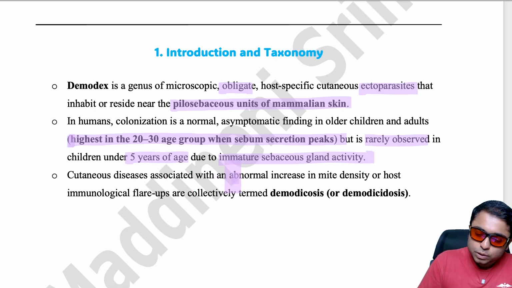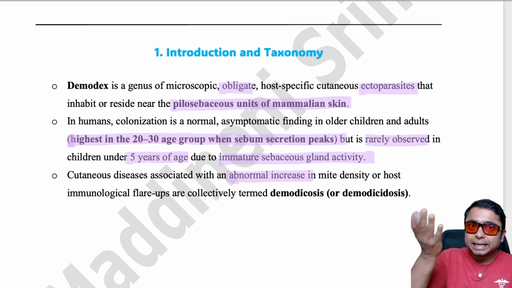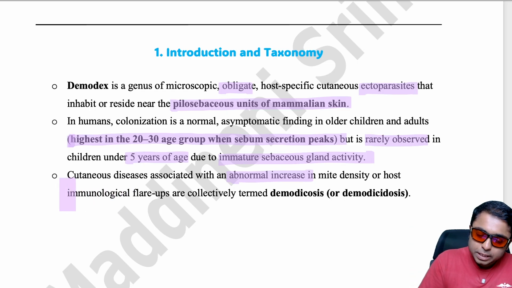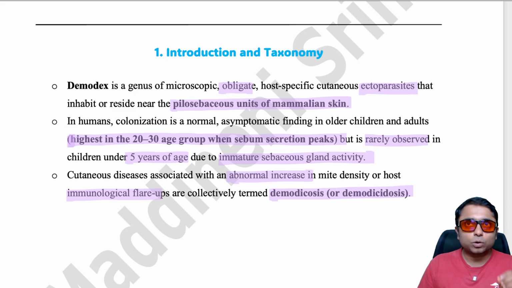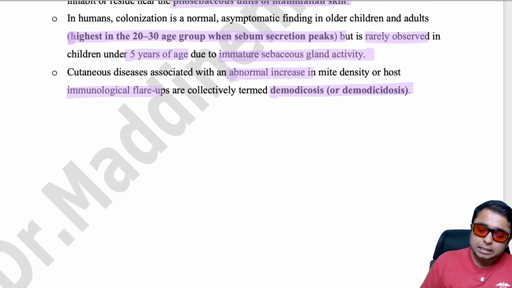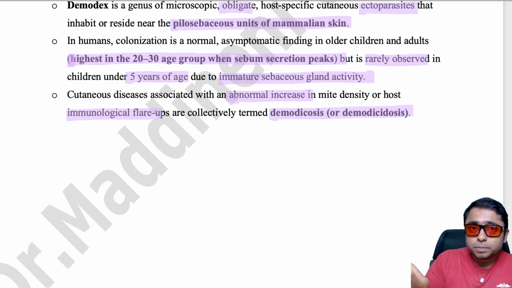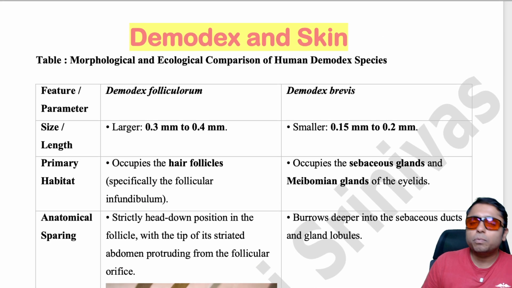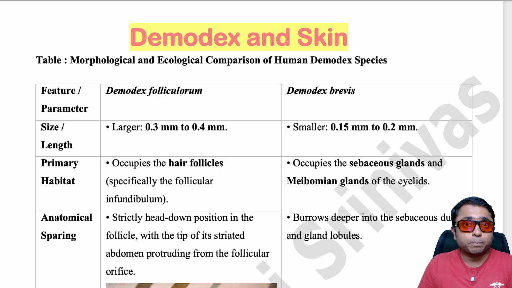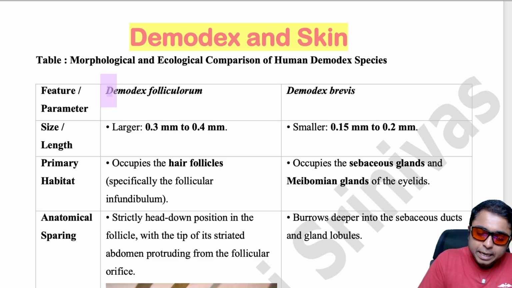Cutaneous disease associated with abnormal increase in the mite density or host immunological flare-ups are collectively called demodicosis. Okay, this is the term which you have to remember. The increased population of the Demodex is called demodicosis, and it is very important, and there are a few important skin conditions which we are going to discuss. But before that, you should know that there are two types of Demodex. What are those? One is Demodex folliculorum and the other one is Demodex brevis.